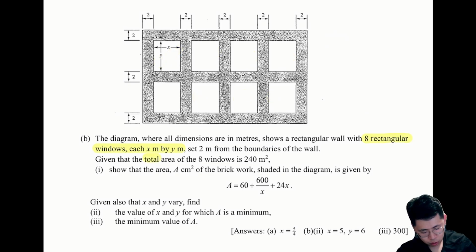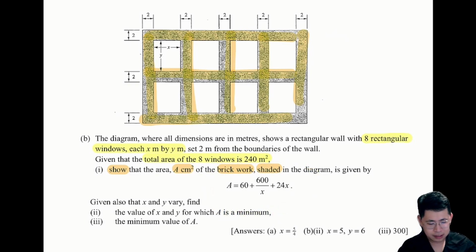Now, given that the total area of the 8 windows is 240 meters square. So what I need to do is show that the area of the brickwork shaded in the diagram is going to be this expression over here. Okay, so the shaded part is actually here, right? So I want to show that this shaded part is equals to this equation over here. Okay, so let us take a look at what strategies we can use to model this problem. Now, of course, it looks very complicated at first, right? So let us dissect one by one.